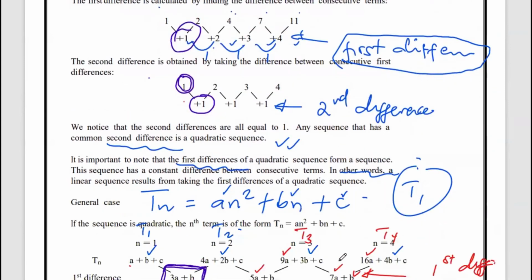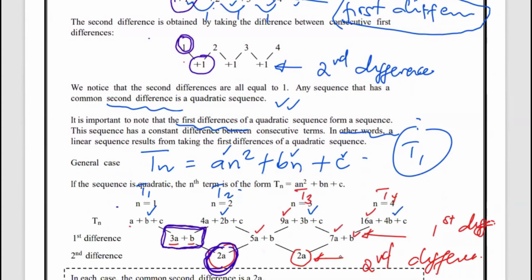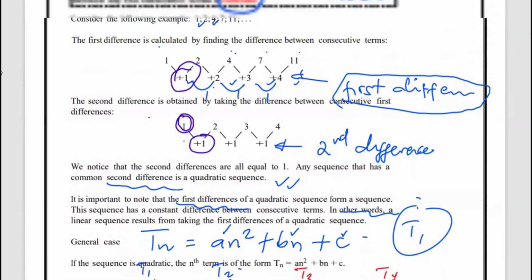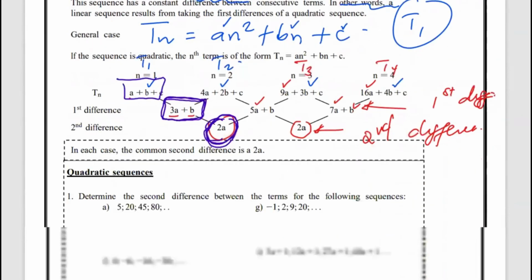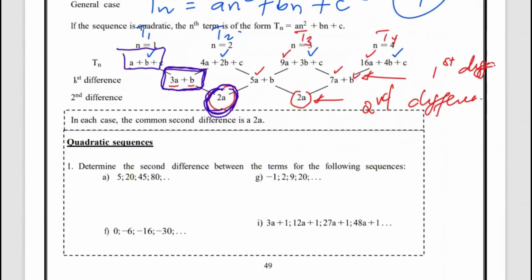And then lastly, I have my a plus b plus c. I will equate it to the first term. Yes, so we're having a lot of ones here. So a plus b plus c, this is the first term of the quadratic. 3a plus b, this is the first term of the first differences, and then 2a will be the first term of the second difference, so any other number of the second difference. All right, so in each case, they're telling us the common difference is 2a.